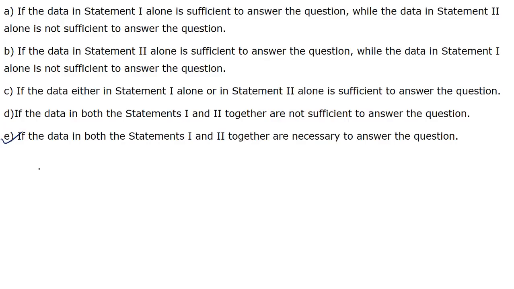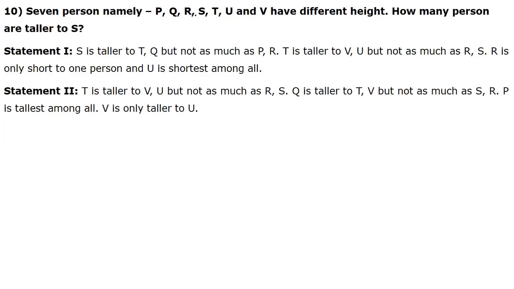So here's the last question of the day. 7 persons, namely P, Q, R, S, T, U and V have different heights. How many persons are taller than S? So we need to find out what? How many persons are taller than S? There are 7 persons who are of different heights. So we need to find out how many persons are taller than S.